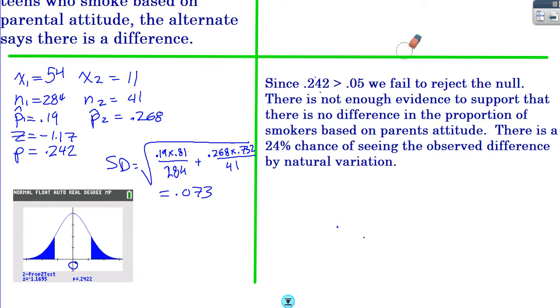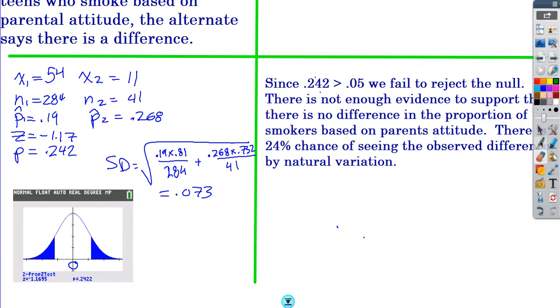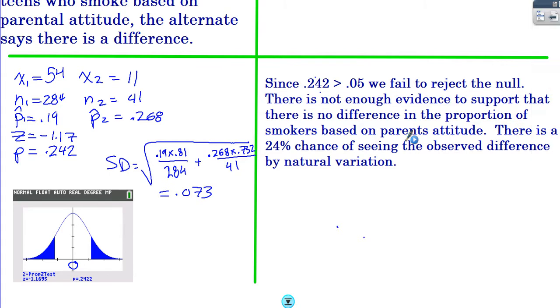So this little section right here, I wanted to show you this. It says there's a 24% chance of seeing the observed difference by natural variation. This little sentence right here is the explanation of the p-value. So you may see some multiple choice questions that ask you to interpret the p-value. That's what you would say if you were interpreting a p-value.